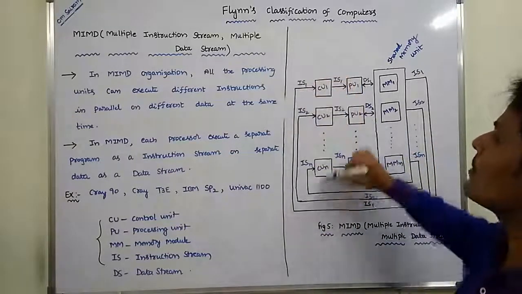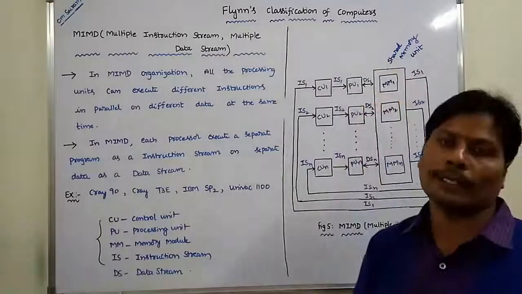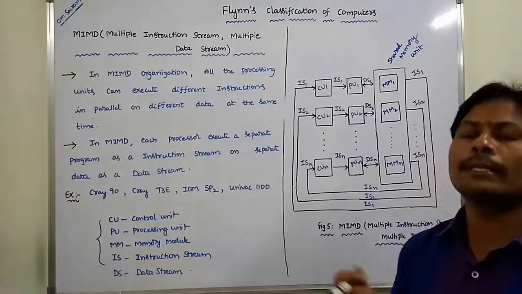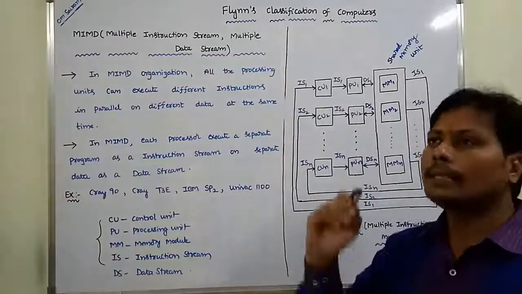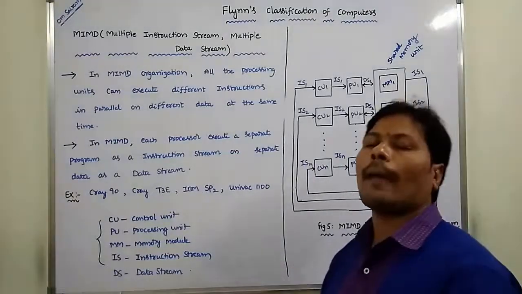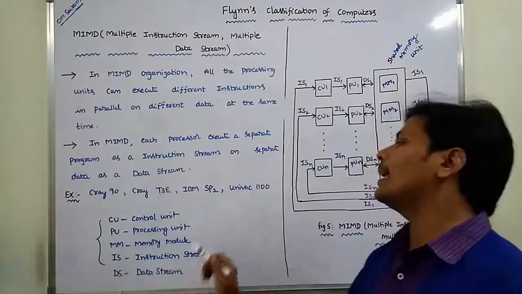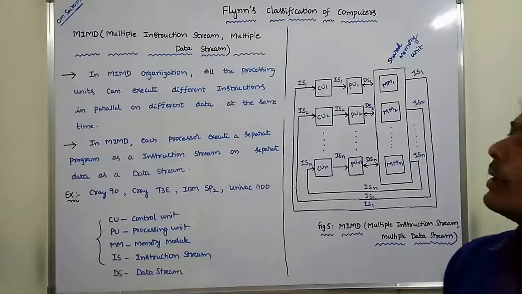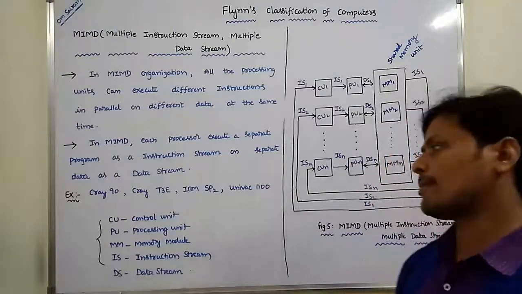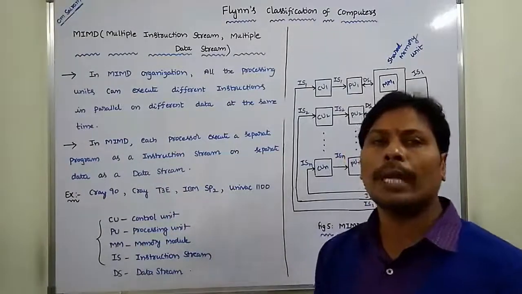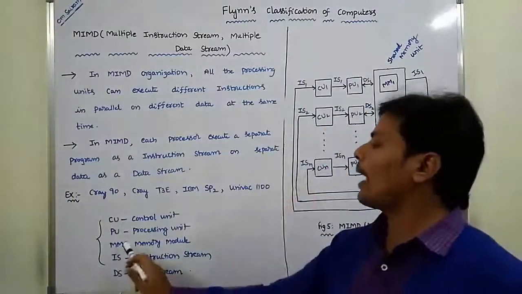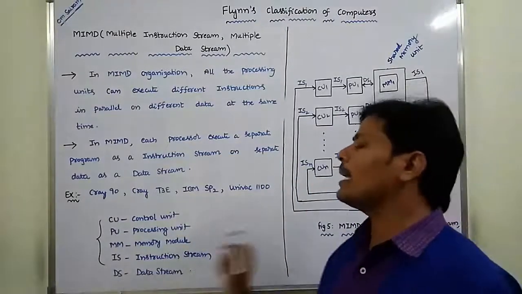Here several instruction streams are there, and several data streams are there. Each and every instruction stream can be executed by the corresponding processing unit with the support of the corresponding control unit, with the data taken from the corresponding memory module. The examples for MIMD computers are Cray Y-MP, Cray T3E, IBM SP2, Univac 1100. These computers are called MIMD computers, multiple instruction stream and multiple data stream. In these computers, the instructions are executed parallelly. The abbreviations are CU control unit, PU processing unit, MM memory module, IS instruction stream, DS data stream.